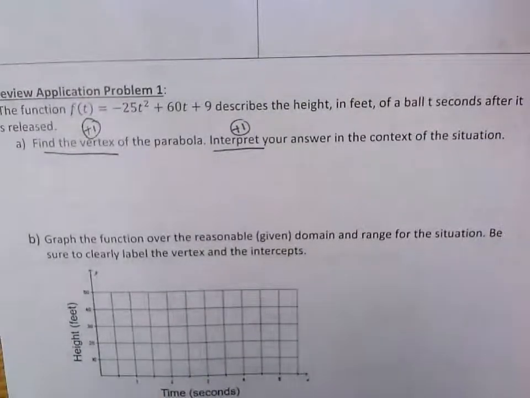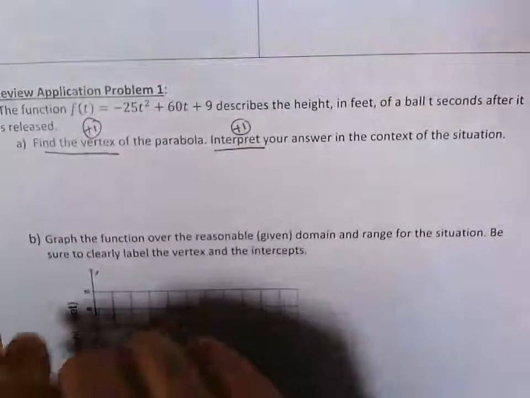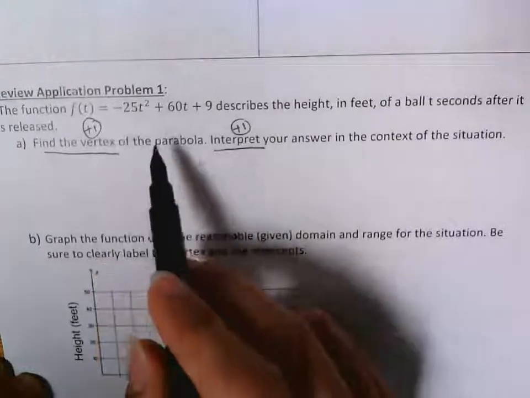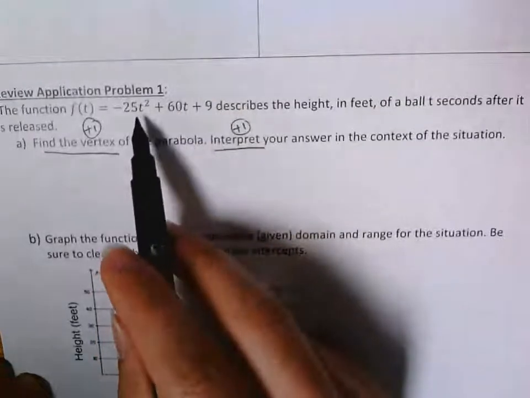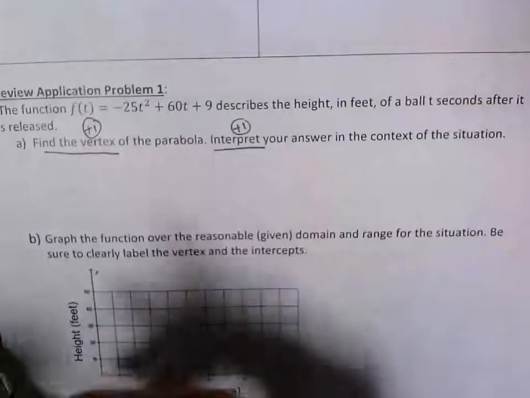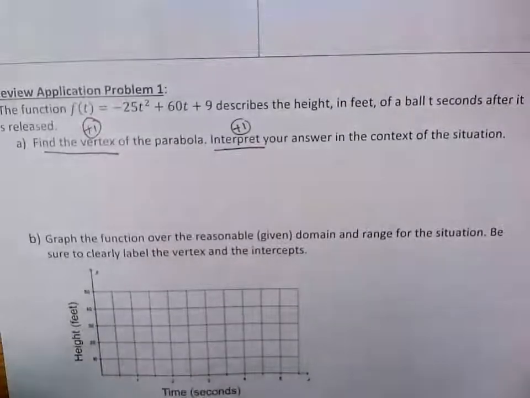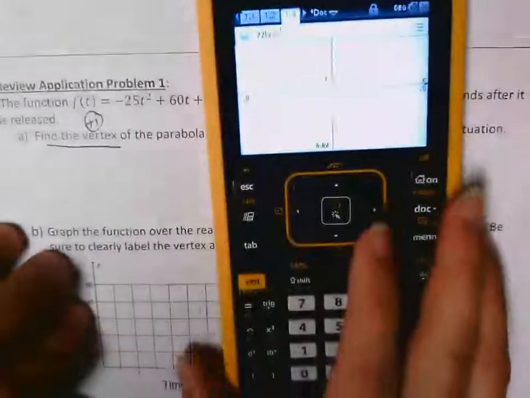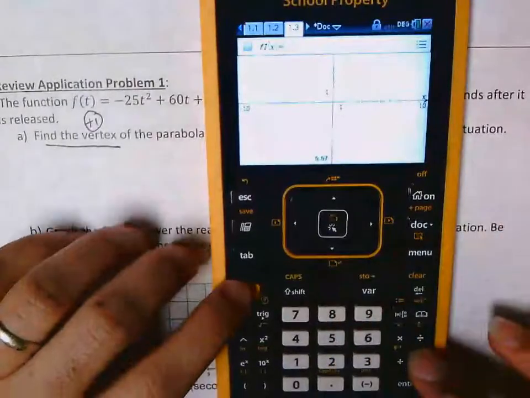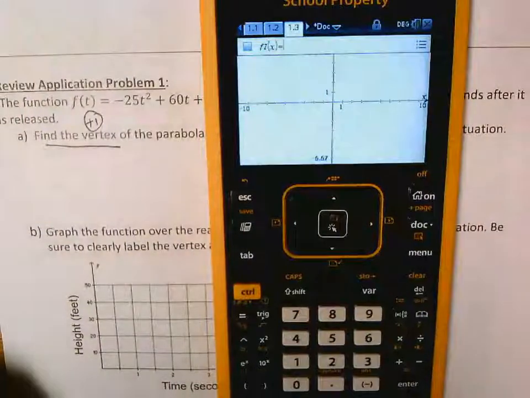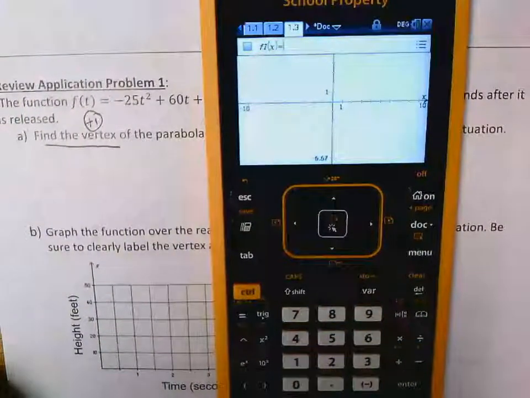You can use a formula, negative b over 2a, to find the axis of symmetry and plug that into t to find the y value for the vertex, but that takes too long. So another thing that you can do is use a calculator. So go to your calculator, go to graph, and I'm going to teach you another way in just a little bit in case you don't have a calculator with you. I'm going to teach you a different way.